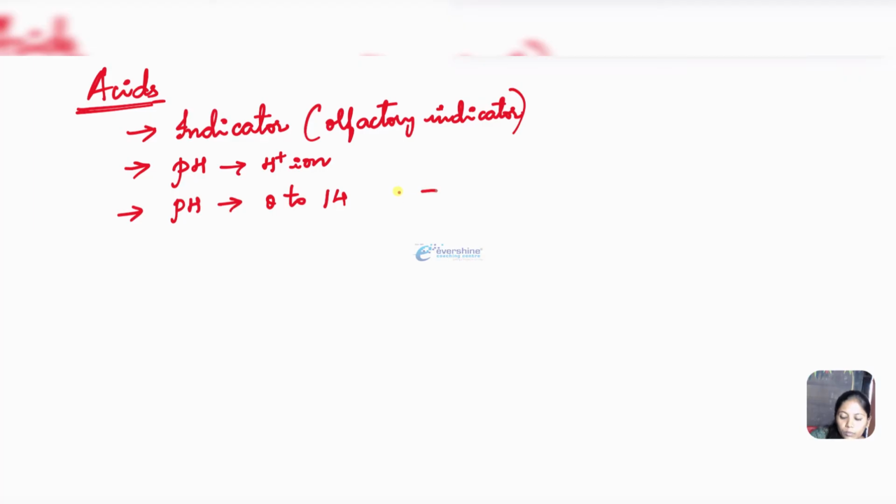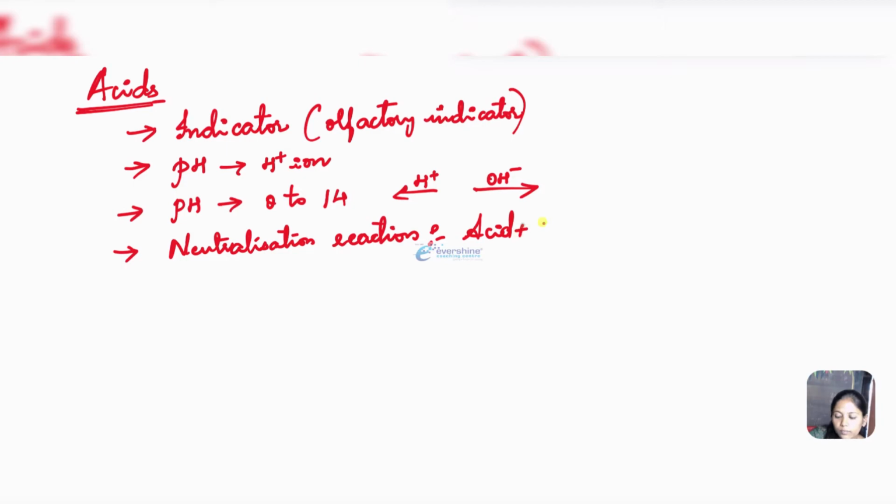Below 7, H+ ions increase. Above 7, OH- ions increase. So you should know about the pH scale. Then another important topic is the neutralization reaction. Neutralization reaction means acid and base react to form salt and water. I have already explained these. Once you go through this, you will know acid and base react to form salt and water.